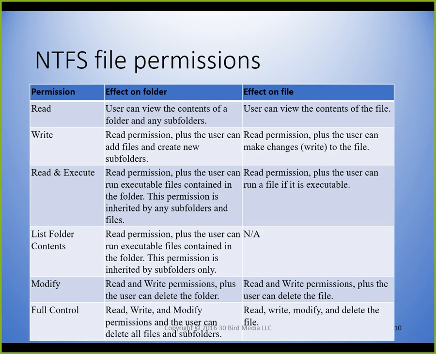Write, the user can add files and create subfolders. Read and execute is what we're normally going to give for executable files. The user can run executables contained in the folder. It is inherited by any subfolders and files. So in the list folder contents, you might not want that to happen. Read permissions plus a user can run executable files. We had an instance where we did that.